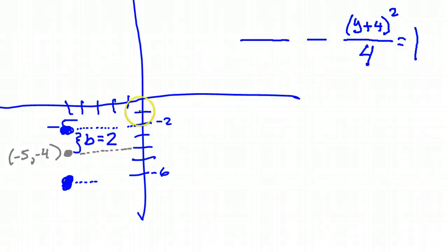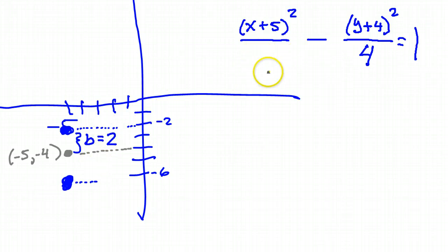In the same way, over here we're going to have the x term. What am I going to put in here? Plus 5. It's like the opposite of that. So x plus 5 squared. So again, I'm only missing this one thing. I'm missing the a value.